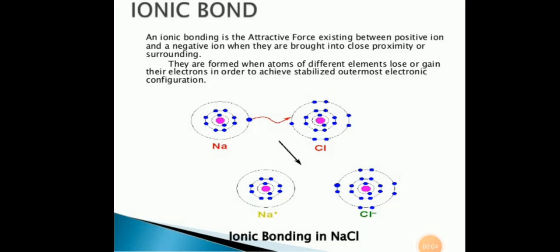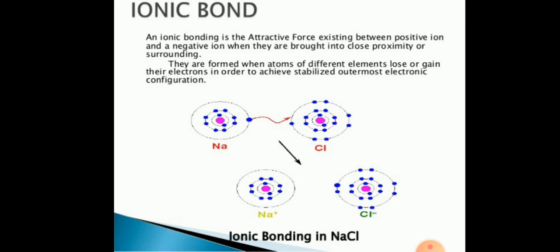We have discussed the ionic bond. Ionic bond, also called electrovalent bond, is a type of linkage formed from the electrostatic attraction between oppositely charged ions in a chemical bond, formed when the valence outermost electrons of one atom are transferred permanently to another atom. See this Na plus and Cl minus. An ionic bond is a very attractive force existing between positive ions and negative ions when they are brought into close proximity.